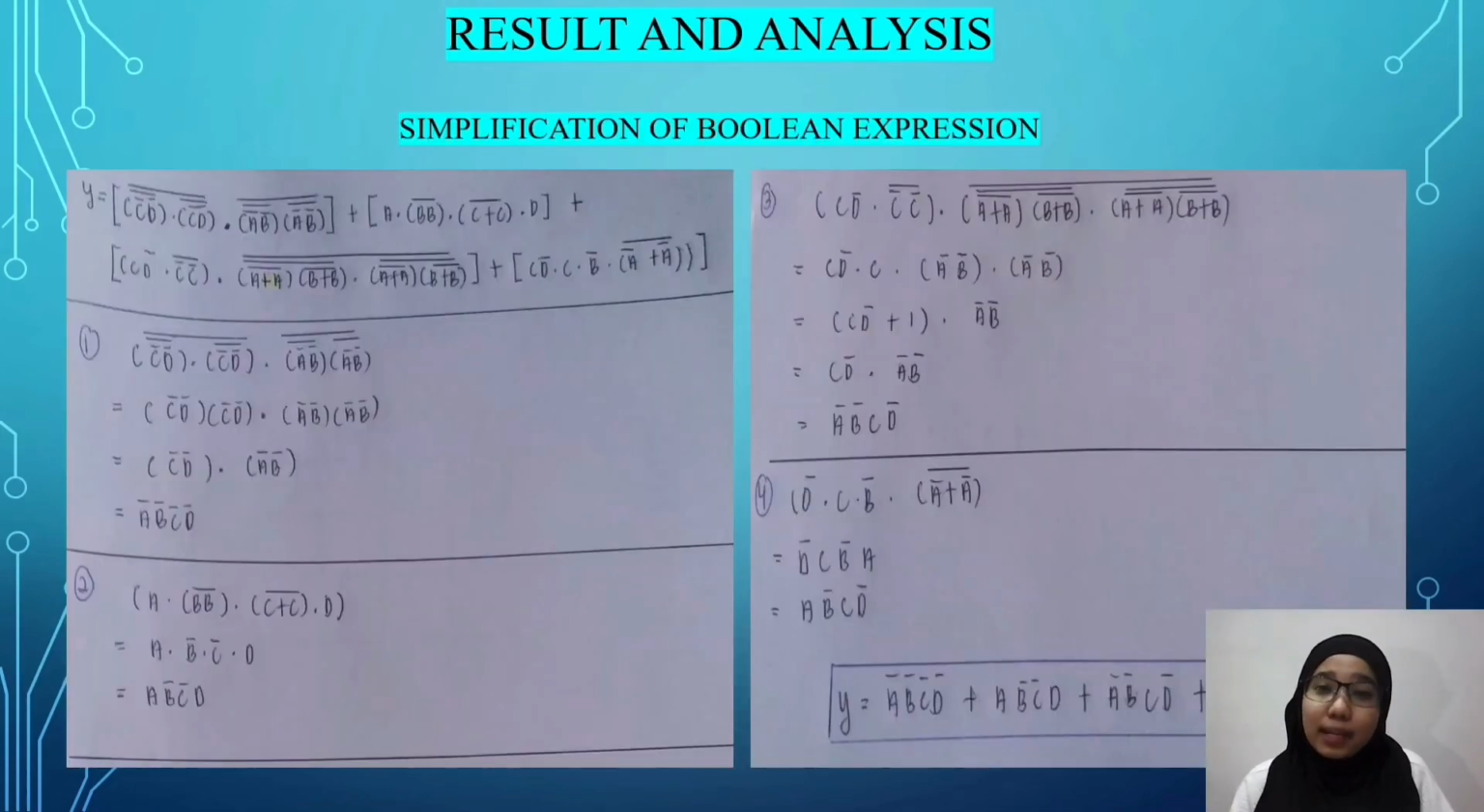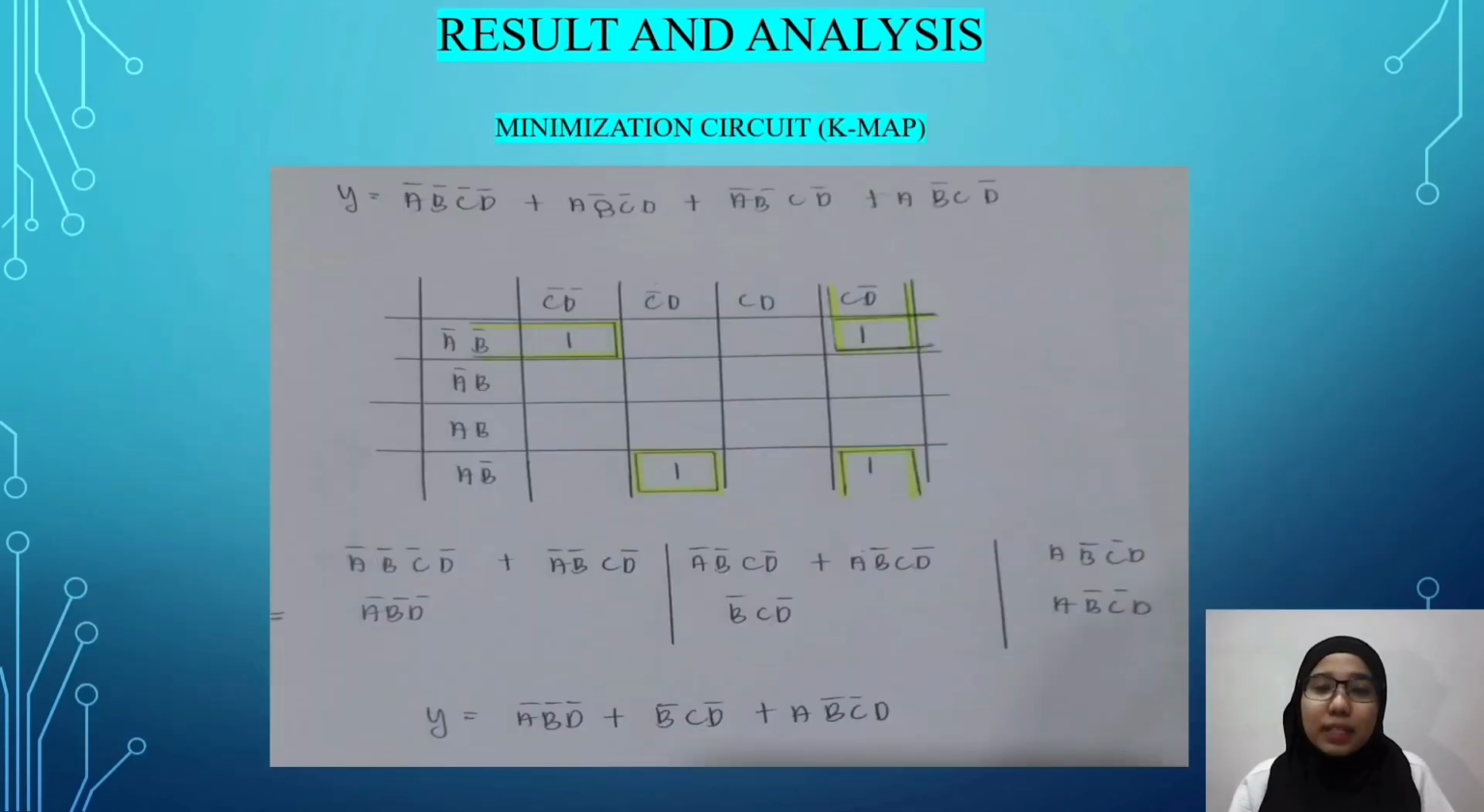As part of the analysis process, this is the result of simplification of the Boolean expression that we identified in this project. In this part, we need to simplify the original Boolean expression that we identified from the original logic diagram. After the simplification process, the resulting expression needs to be minimized by using the K-map table. This is the expression that we identified after minimizing the circuit using K-map.